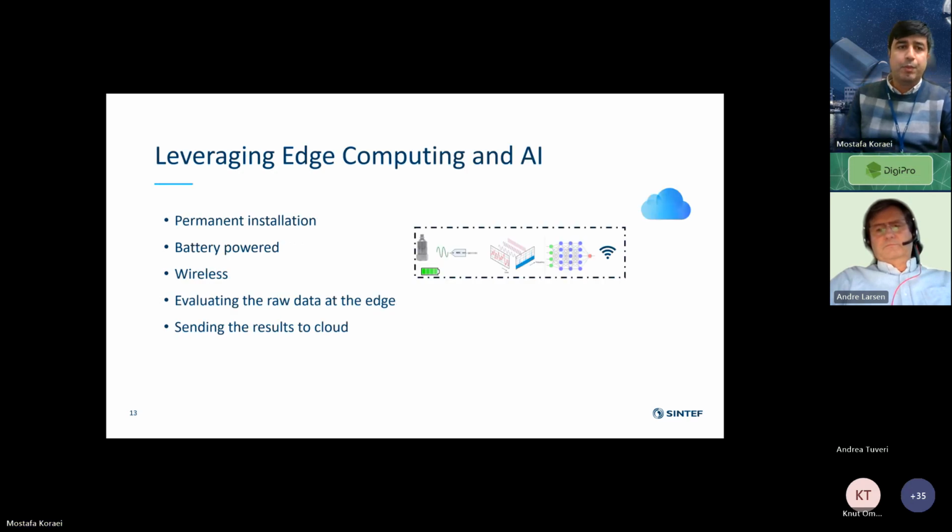So what we did in one project, which could be scaled and used on other projects, is leveraging edge computing and AI. We target permanent installation, so we don't need to move the sensors on the equipment. The system should be battery powered and wireless, and evaluating the raw data at the edge should happen, because even with modern wireless systems, we don't have enough bandwidth and power to send all the raw data that we read from the sensors.